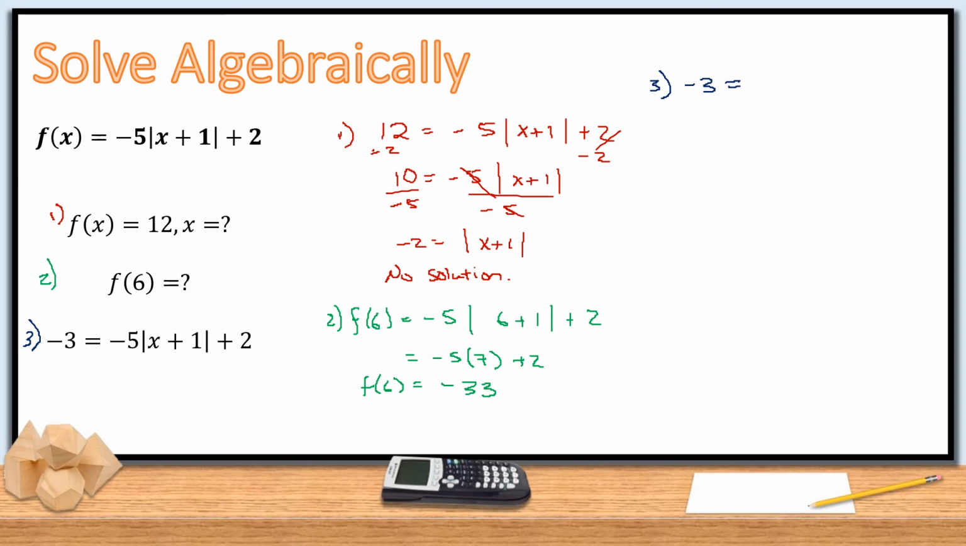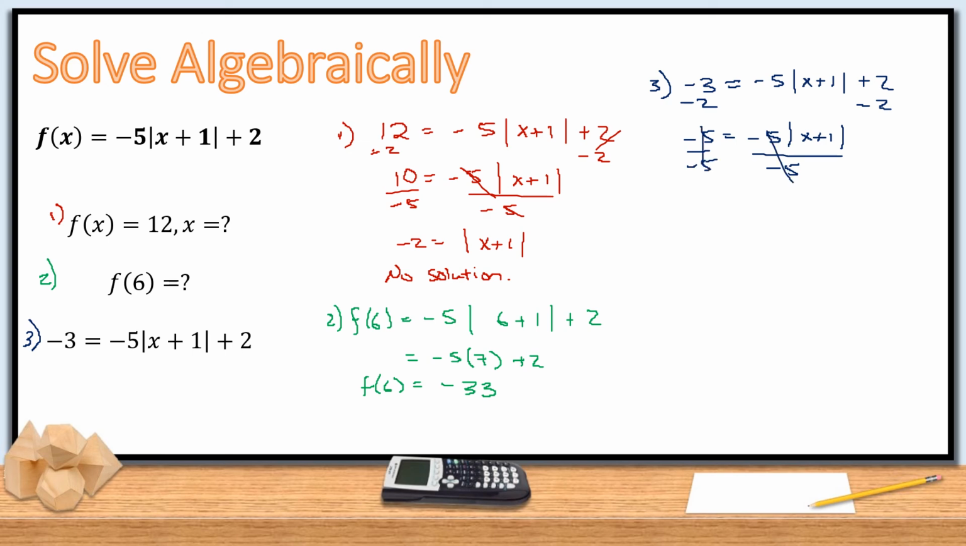Minus 3 equals minus 5 times absolute value of x plus 1 plus 2. So what values of x will result in a y value of minus 3? And we know there are solutions for this one. So minus 2 on both sides. So we get minus 5 equals negative 5 times absolute value of x plus 1. Divide by minus 5 on both sides.